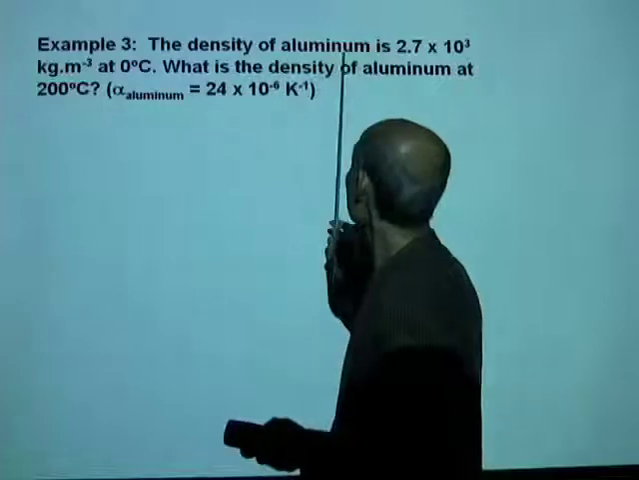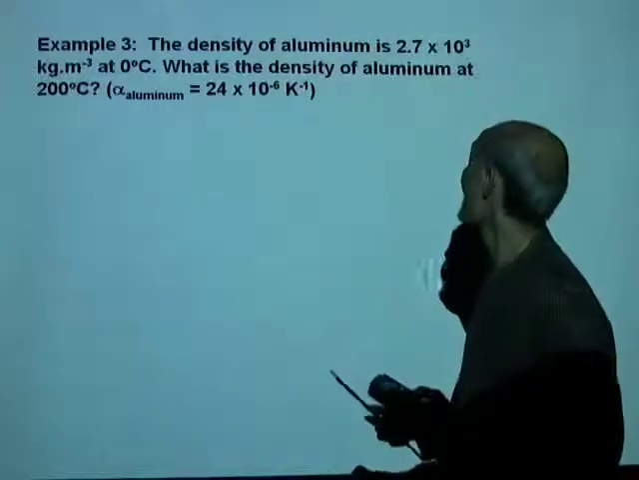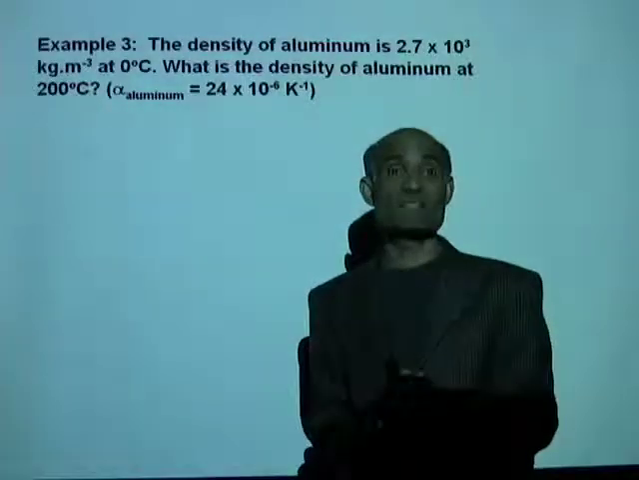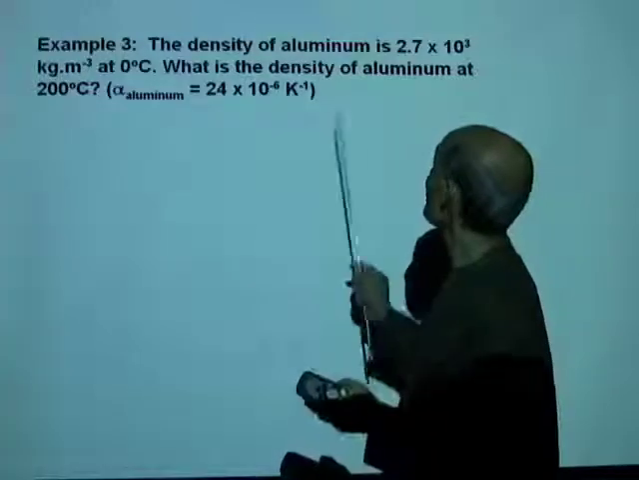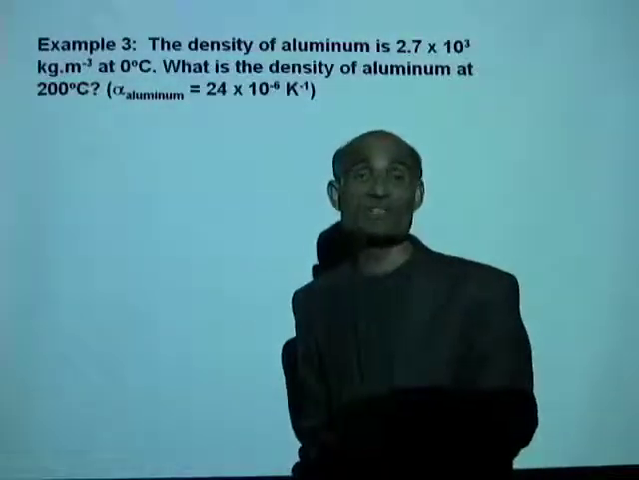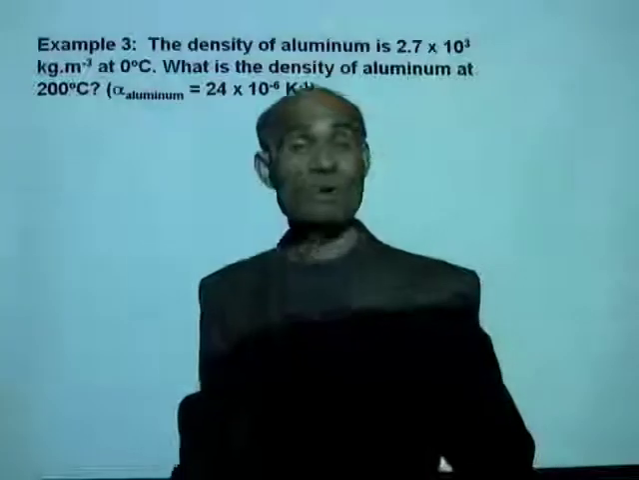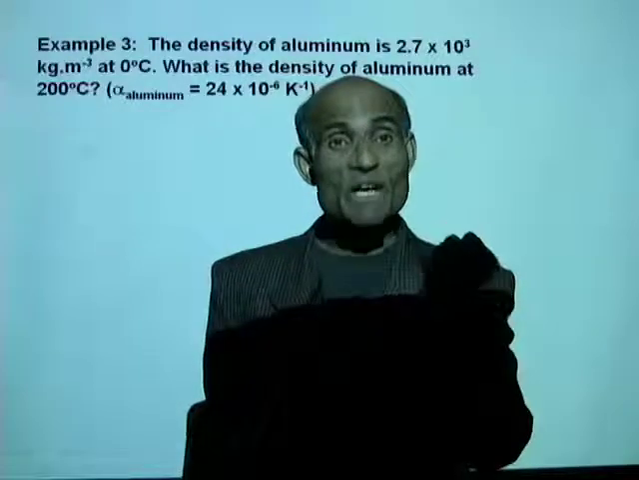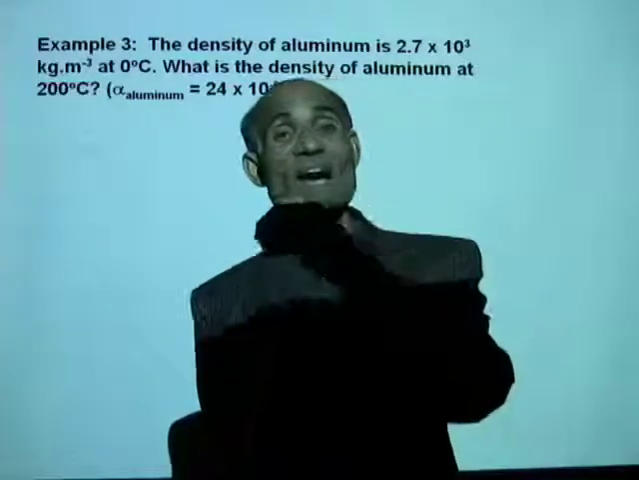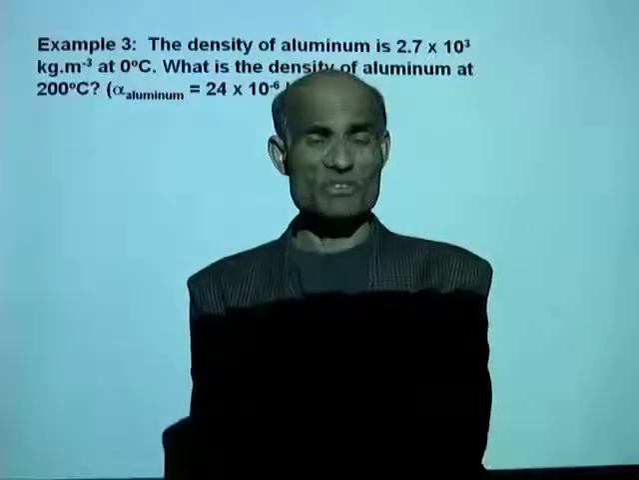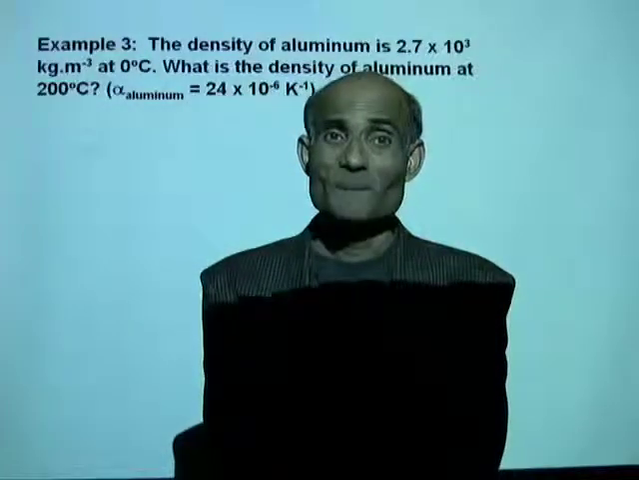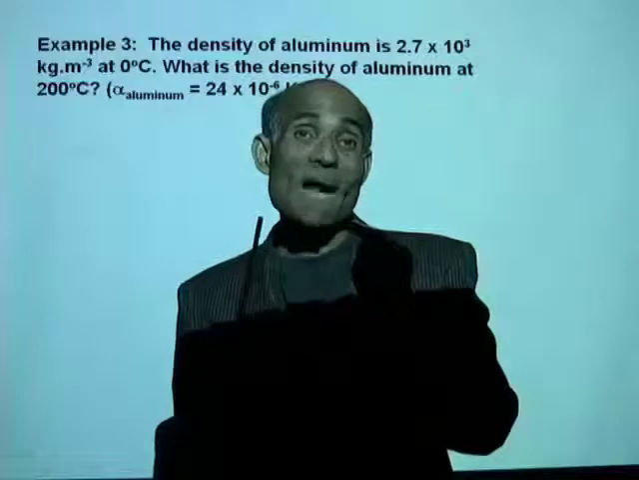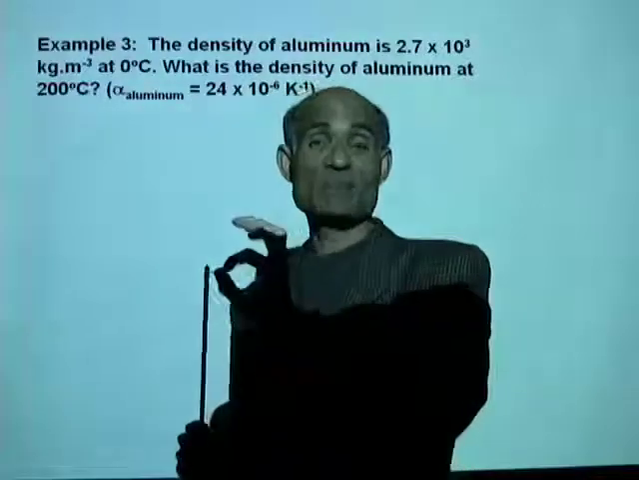The density of aluminum is 2.7 times 10 to the 3 kilogram per meter cubed at 0 degrees Celsius. What is the density of aluminum at 200 degrees Celsius? Again, all you need to solve this problem is the relation between density at T degrees Celsius and density at 0 degrees Celsius. What is that equation? D_T equals D0 times 1 minus gamma delta T.